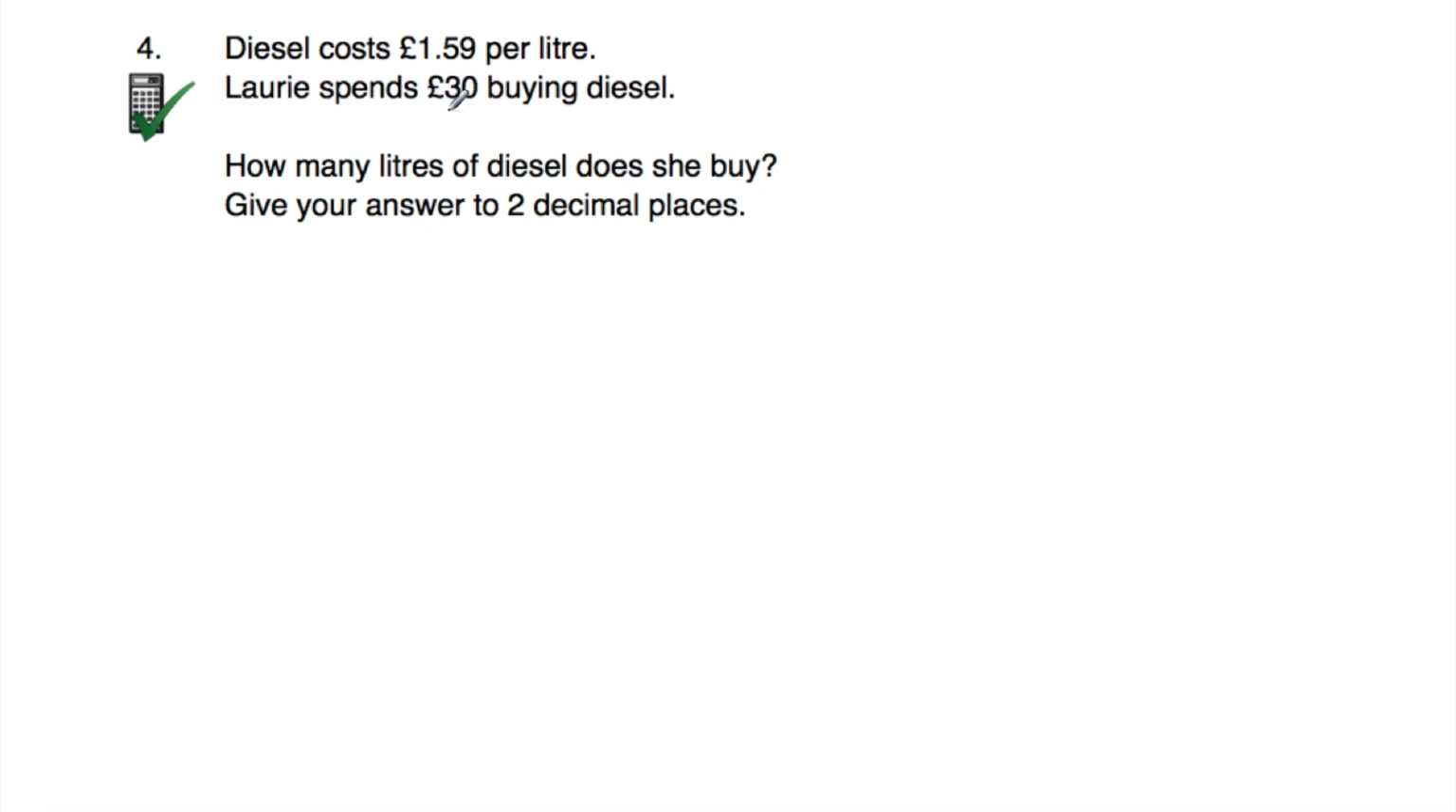So she's spending £30 on diesel and each litre costs £1.59. So if we divide how much money she spends by how much each litre costs, that'll tell us how many litres she buys. So if we do £30 divided by £1.59, that would tell us how many litres of diesel she buys. So 30 divided by 1.59 is equal to 18.867924 and so on litres.